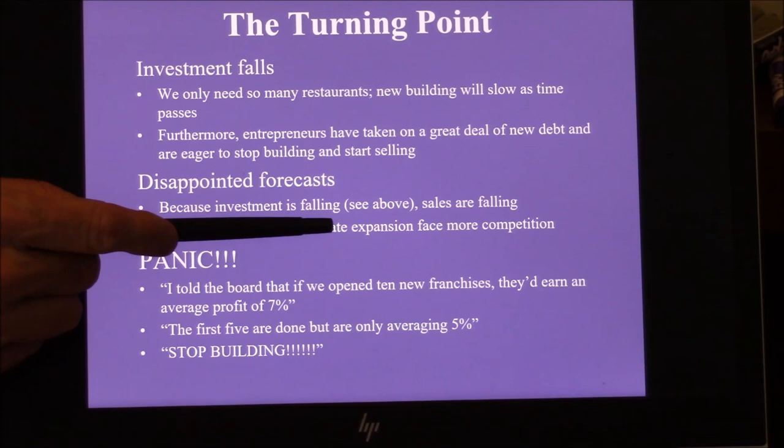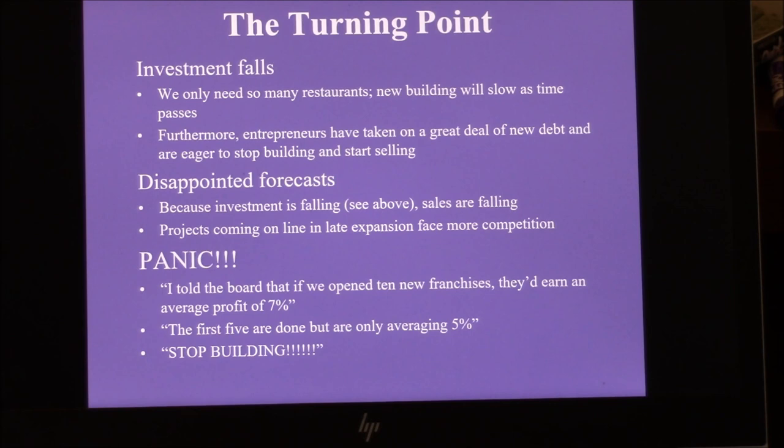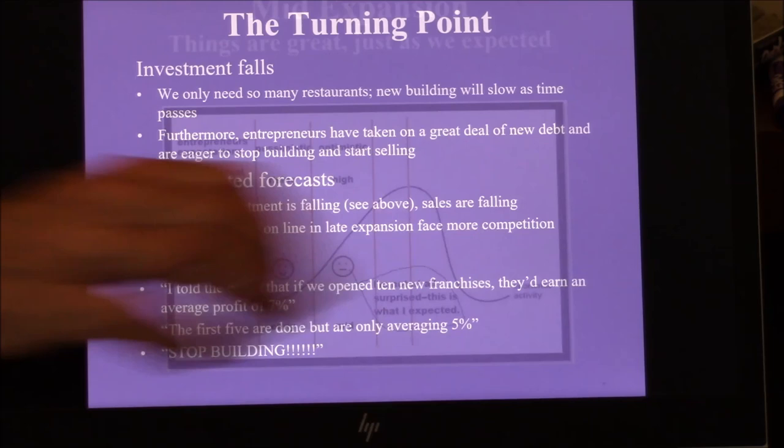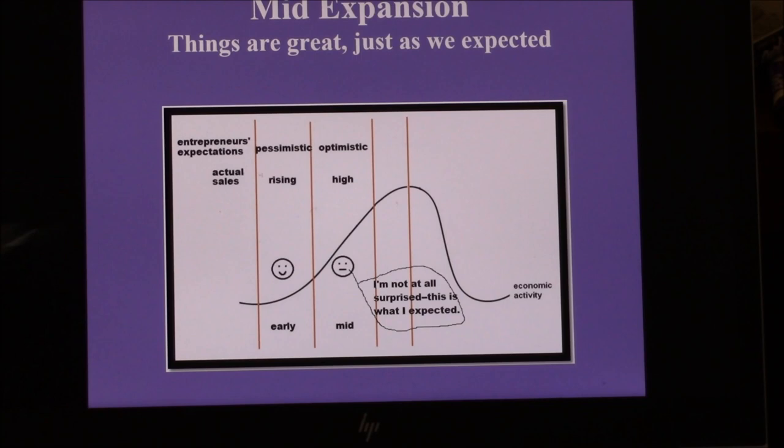But that means that people's forecasts are disappointed. Because investment is falling, sales are falling. And also, projects coming online in late expansion are going to face more competition. So your forecast for profit is not going to be what you thought it was. And going back here again, you had these really high expectations going into this last period. So the expectations are still going to stay optimistic, but the actual sales are going to stay falling. I think that's what I put in there, or low, whatever I put in there.